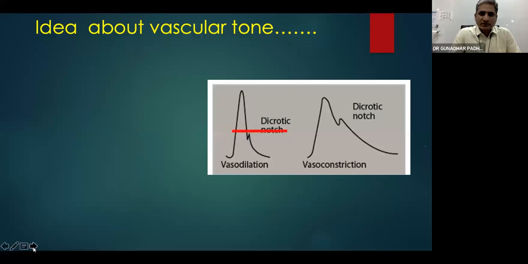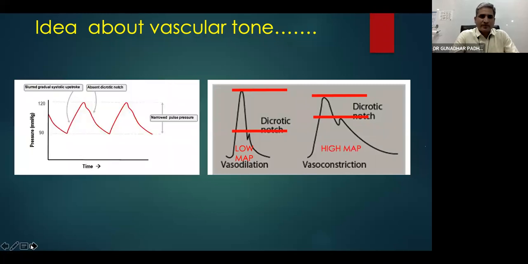So this is nothing but the dicrotic notch and the peak systolic pressure. The difference between these two, the systolic pressure and the dicrotic notch, is basically called the pulse pressure. So you can see here, in a vasodilated state, the pulse pressure is wide. In a vasoconstricted state, the pulse pressure is very narrow. So this has a low mean arterial pressure, and this has a high mean arterial pressure.